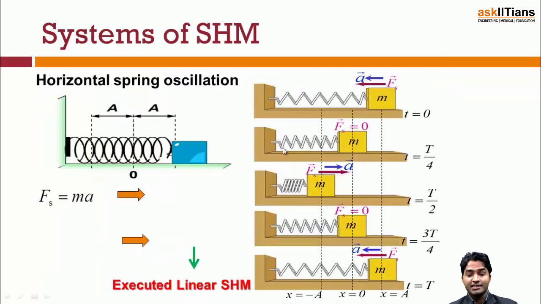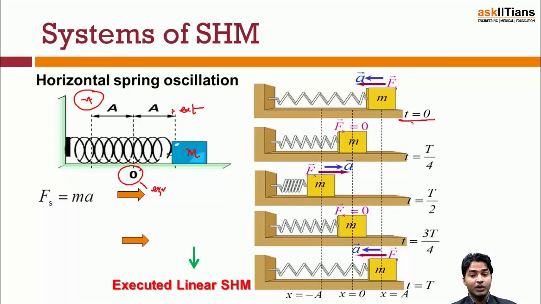Now in the next slide we can see the case for horizontal motion. If there is an object of mass M connected with a spring of constant K, and O is the mean position, that is the equilibrium position. Positive A is the extreme displacement, and minus A is the left extreme. So we can discuss this case. If a block is connected with a spring and it is in the stretched situation at t equal to 0, that is at the extreme position.